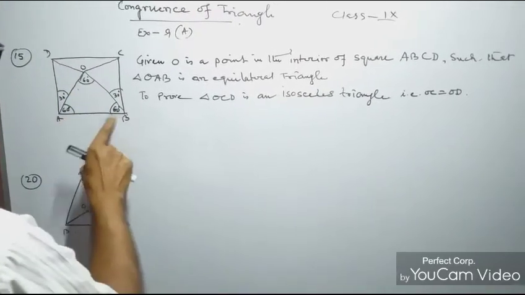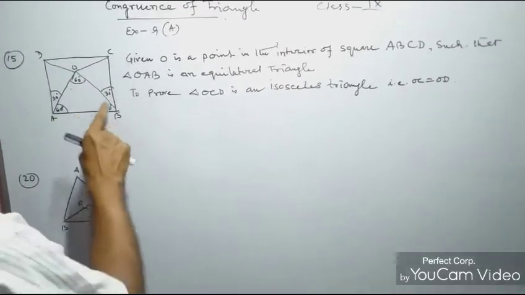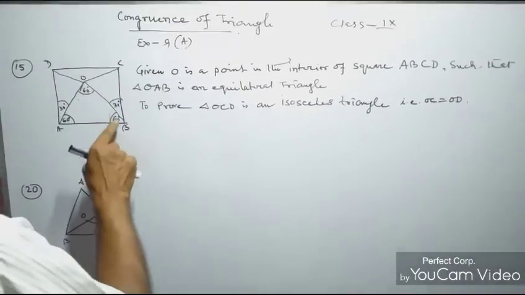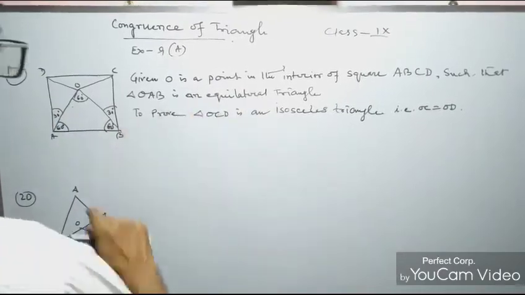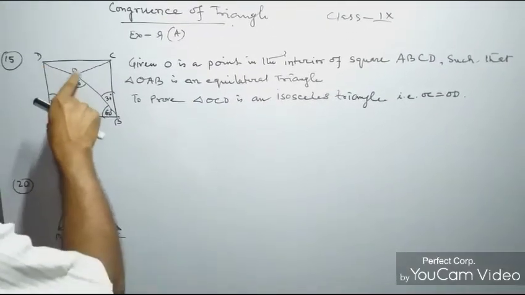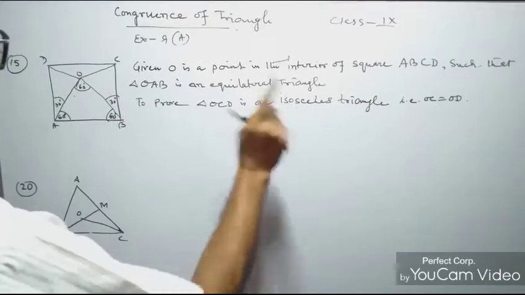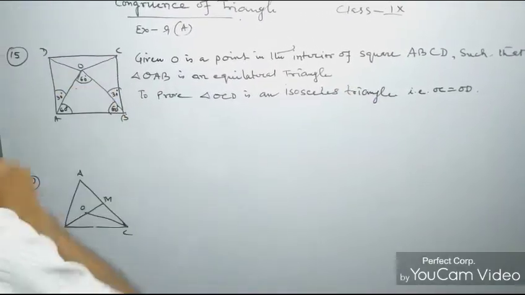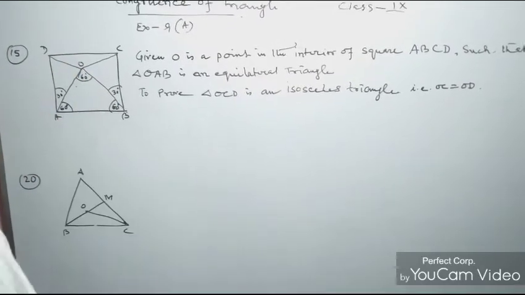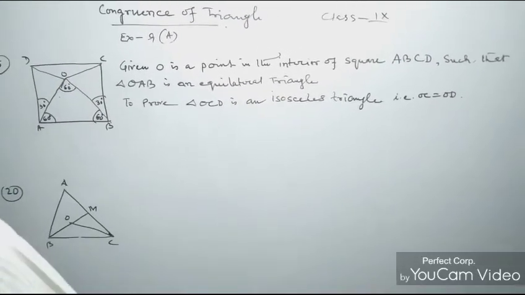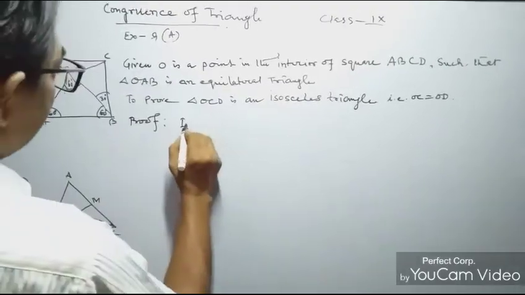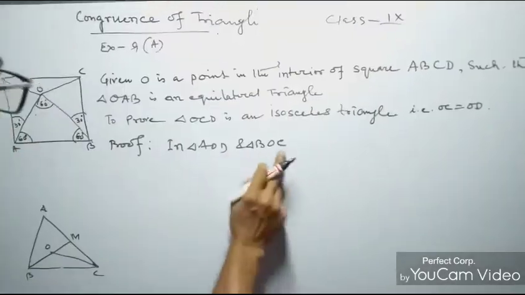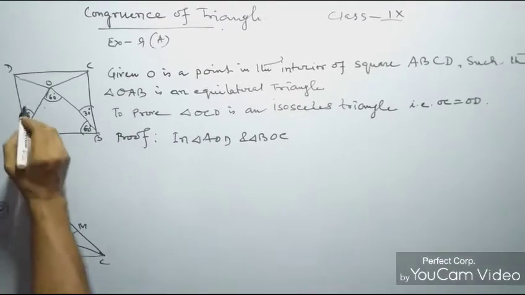a point which makes triangle ABO an equilateral triangle, that is AB equal to OA equal to OB. We need to prove that triangle COD is an isosceles triangle, that is OC equal to OD. It will be proved that OCD is an isosceles triangle. See, proof. In triangles AOD and BOC, what are actually equal?